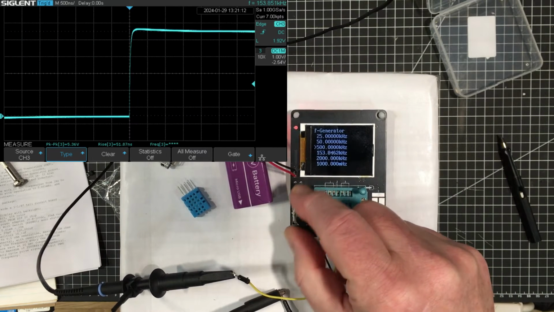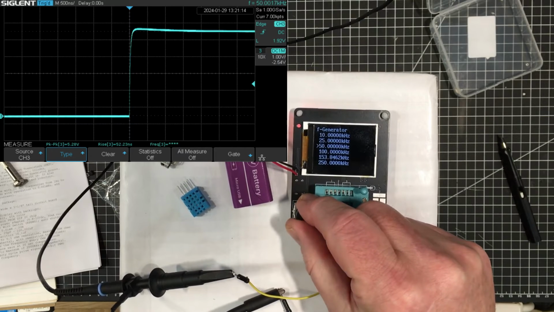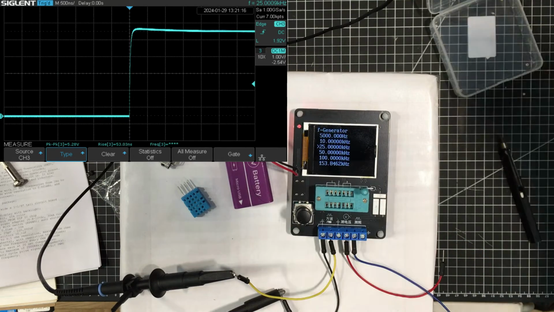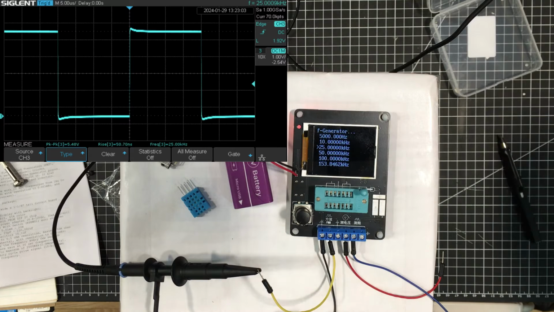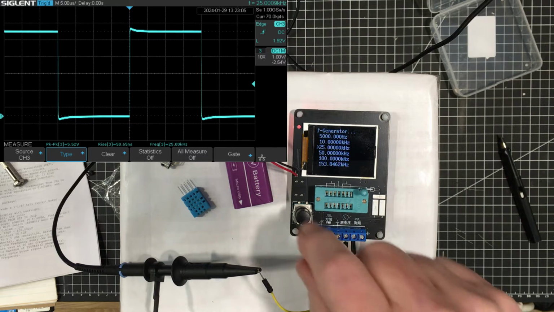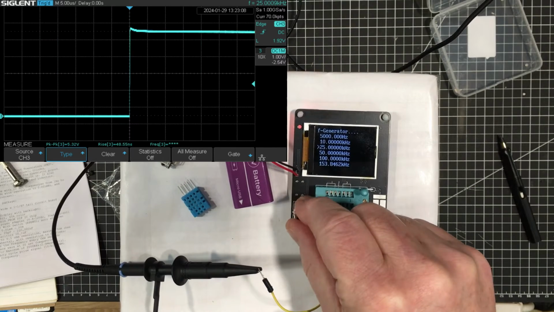Okay, let's bring it down to, what do we got here? We got 25 kilohertz. We got a little bit of overshoot at this particular frequency. Let's take it down to maybe 1 kilohertz, see what that looks like.